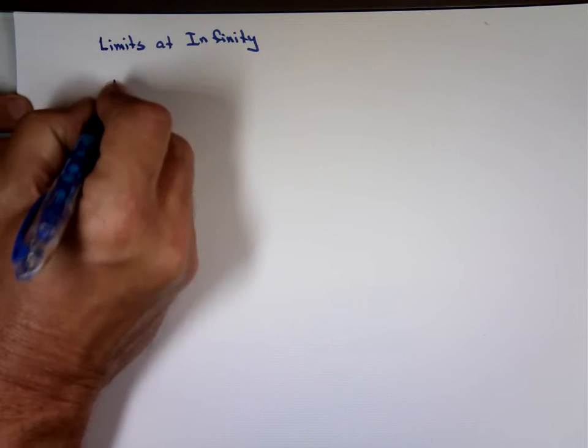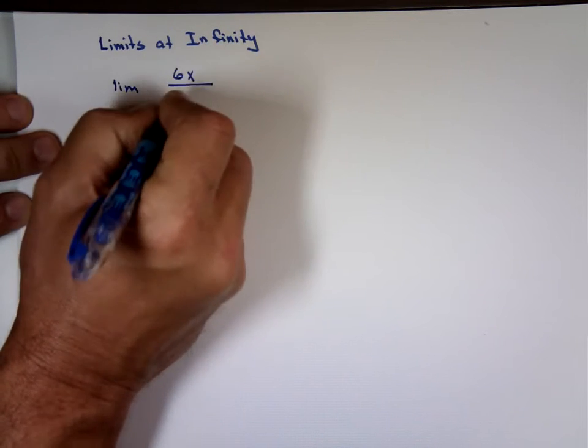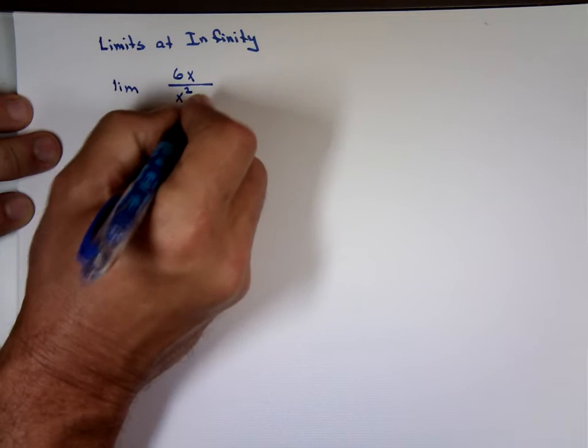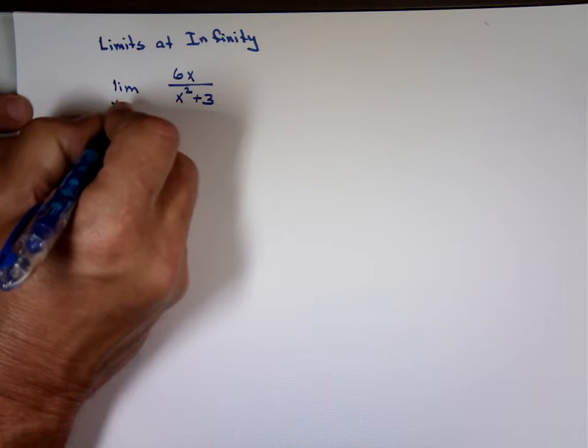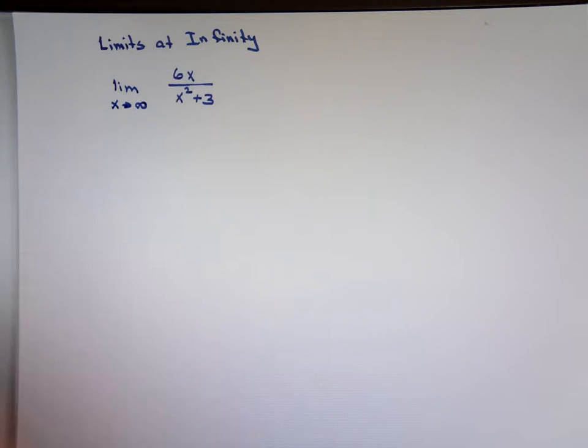What is the limit of 6x over x squared plus 3 as x approaches infinity? The technique applies to both positive or negative infinity. So what do we do? We divide by what? x to the highest power.